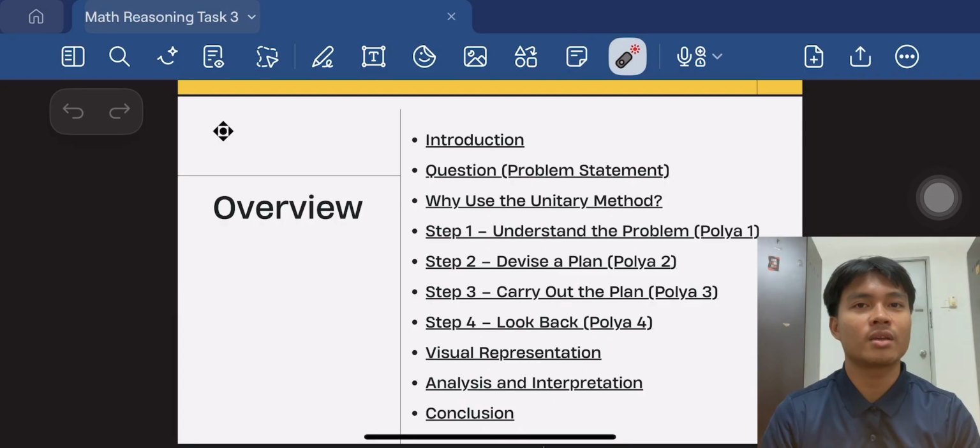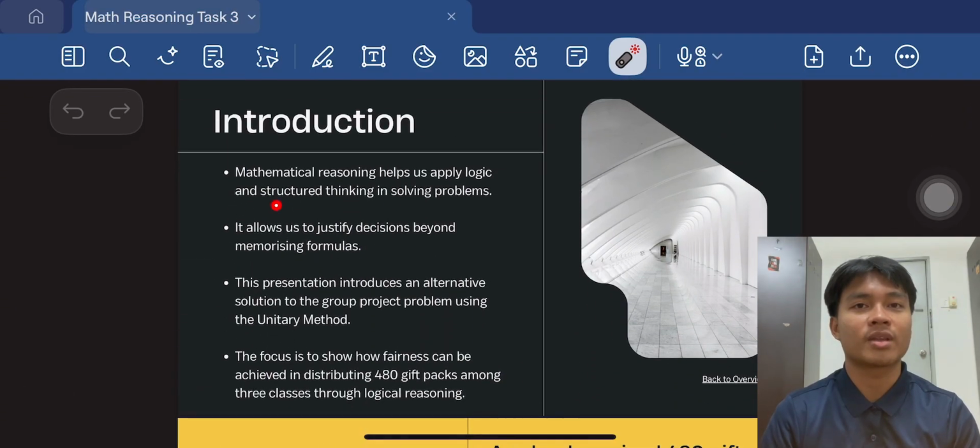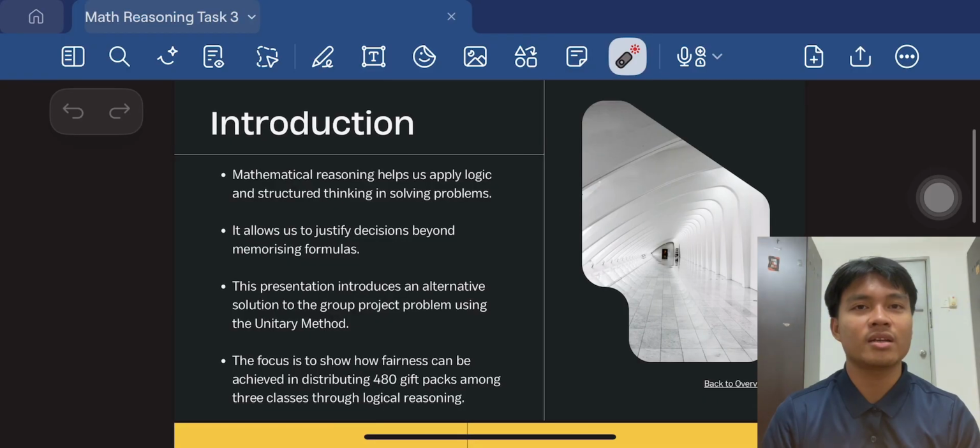Okay, let's begin with a bit of background first. Mathematical reasoning is basically the ability to use logic when solving problems. It's not just about plugging in numbers. It's about why and how we get to the answer. It helps us justify our thinking, communicate our ideas clearly, and apply mathematics to real life situations.